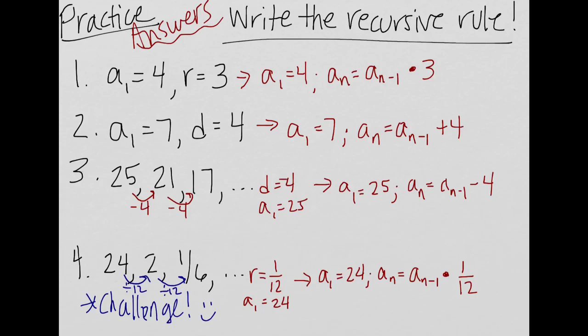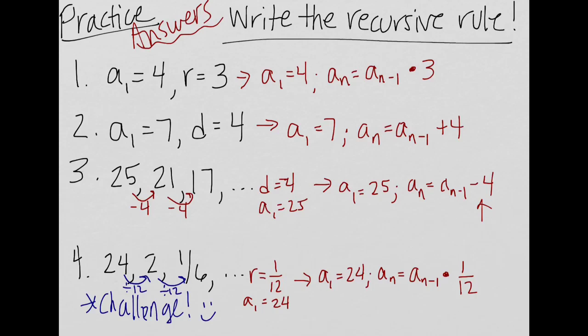Oop, and I made a mistake on my answer key. D equals negative 4. I put it over here correctly. So it's a sub n equals a sub n minus 1 minus 4, big minus 4, not down in the subscript. And this bottom one, it's dividing by 12. I'm sure you could have seen that pattern probably. But like I said, the challenge came more so in did you write the actual equation correctly?